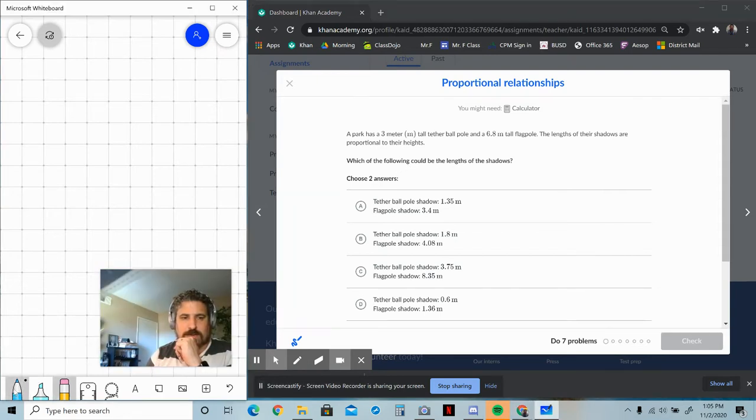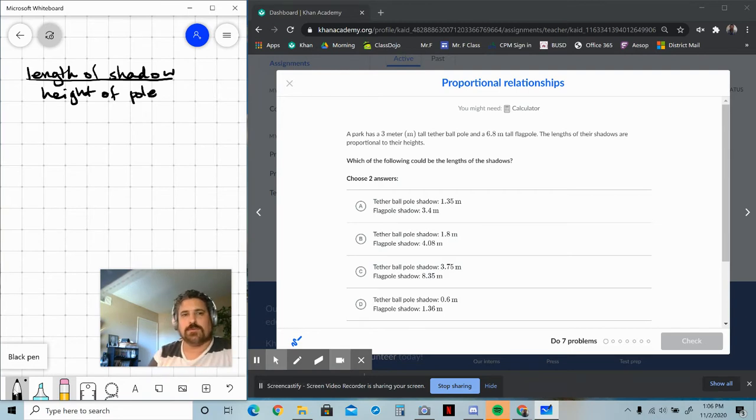Okay, so what they're basically saying here is you've got a proportion, right? The length of the shadow on top is proportional to the height of the poles. So basically the sun's in the same space relative to them. It's got a tetherball pole and a flagpole. So this is the ratio we're looking at, and you know that ratio has to stay constant.